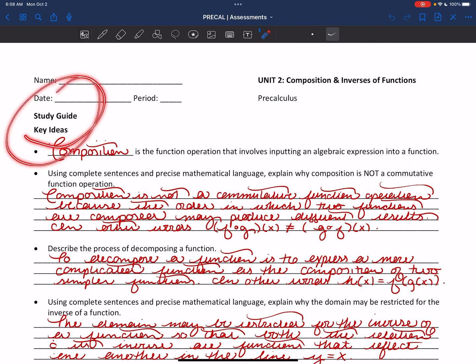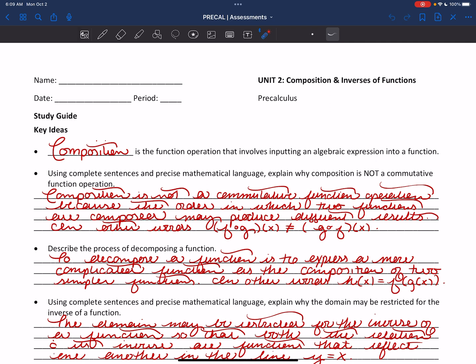We are going to be going through this study guide together in preparation for our Unit 2 exam on composition and inverses of functions. So let's start with some key ideas. The first is that composition is the function operation that involves inputting an algebraic expression into a function.